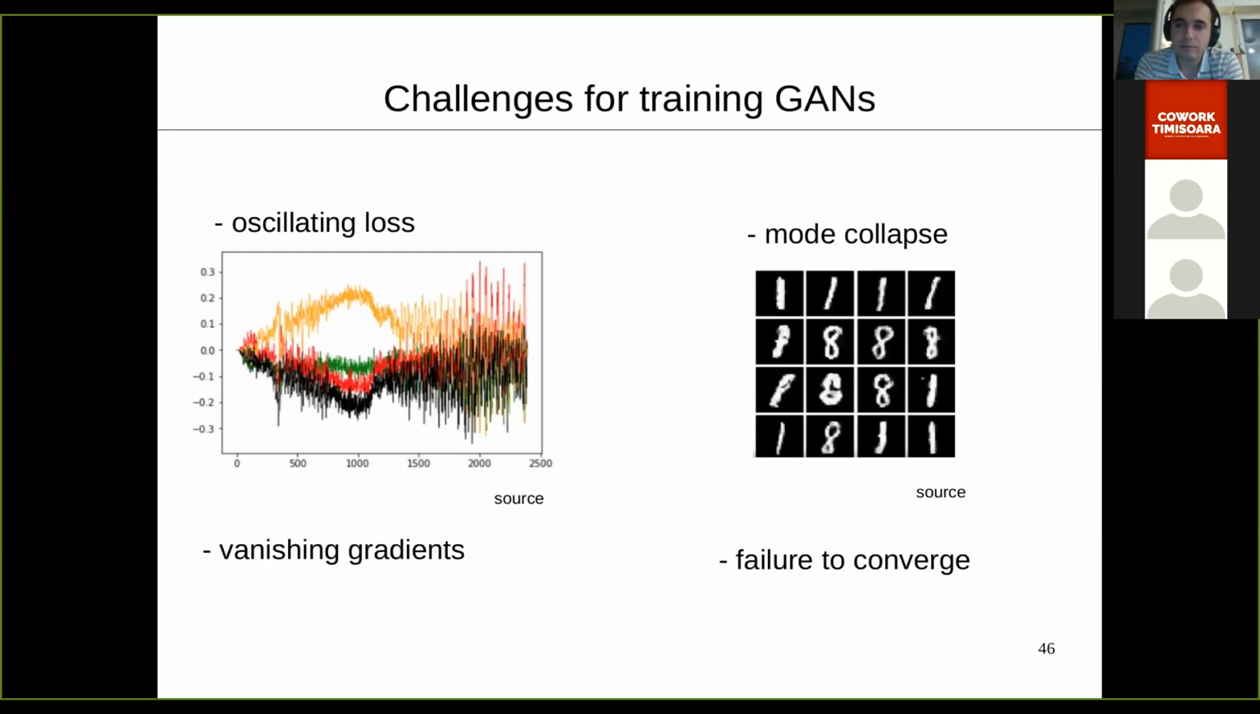Vanishing gradient. This is a well-known problem in deep learning. Another problem, failure to converge. So it was a great idea at the beginning, but in practice, it was very hard to make them train. But the research community pushed a lot of effort, and many of these problems are now overcome with some solutions, but I won't get into details now.